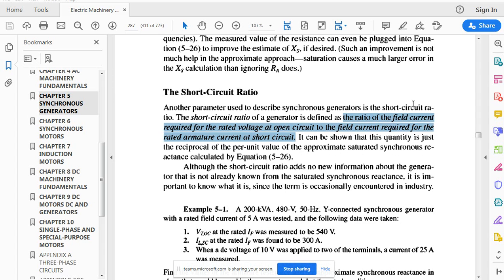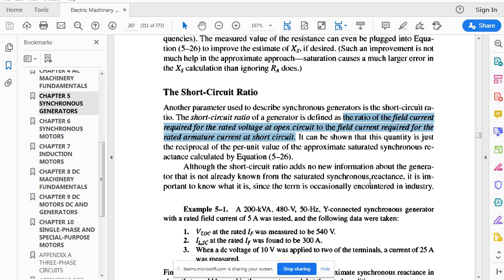Now when you talk about the short circuit ratio, it is the ratio of the field current required for the rated voltage. This time you are not taking the EA, you are taking the field current required for the rated voltage at open circuit to the field current required for the rated armature current at short circuit. And it can be shown that this quantity is the reciprocal of the per unit value.